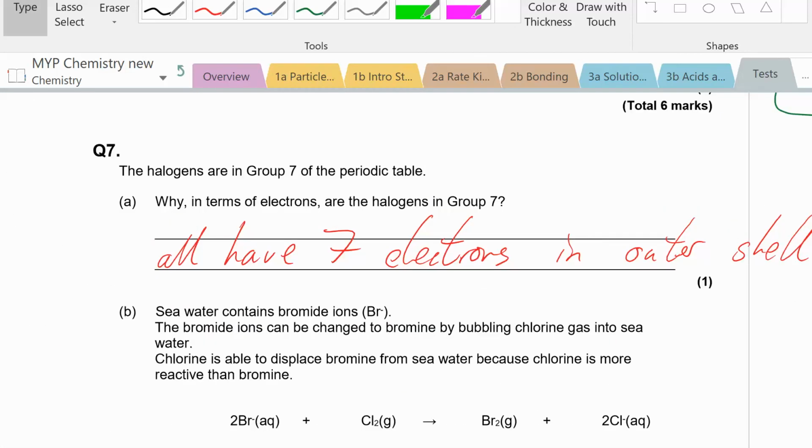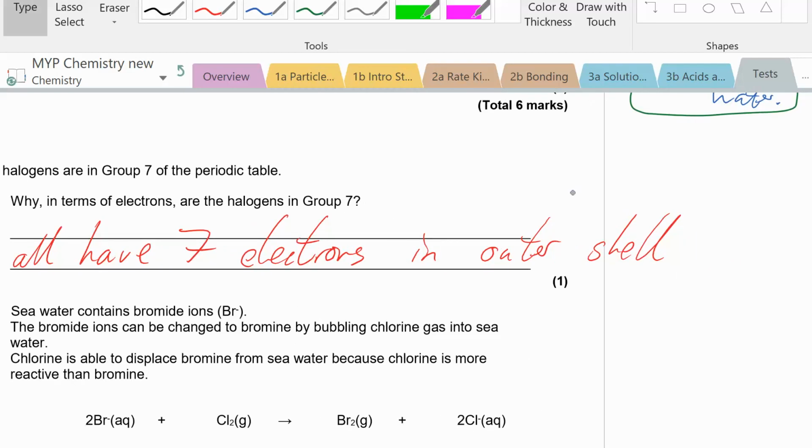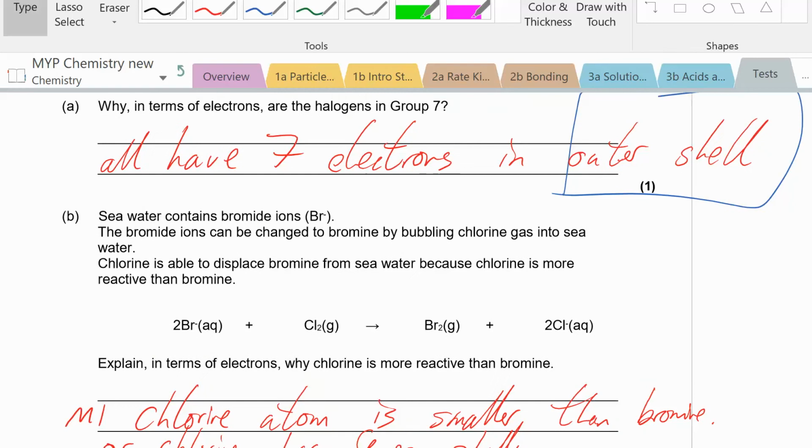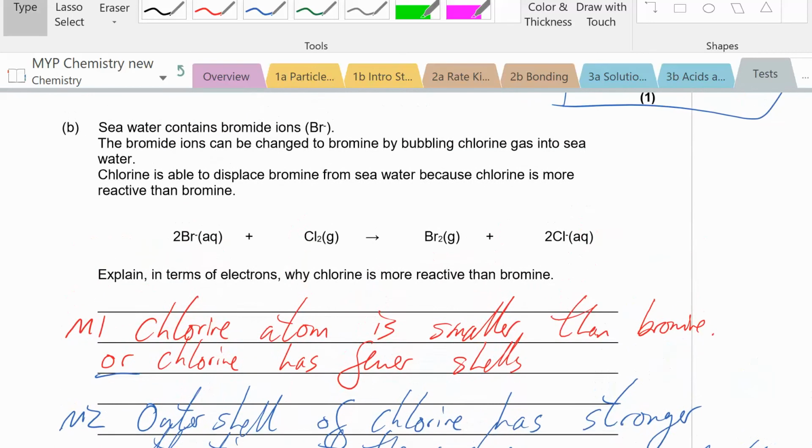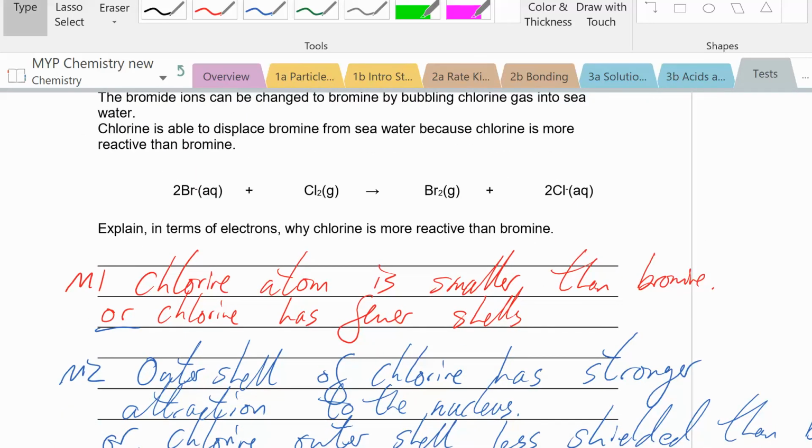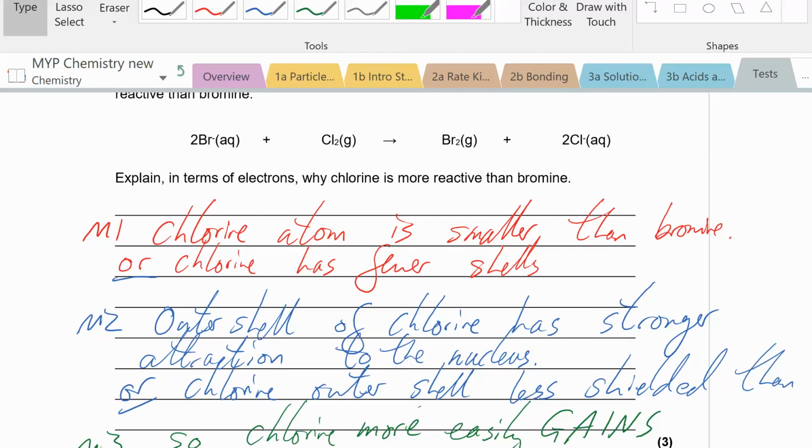Next question, why in terms of electrons are the halogens in group 7? They all have 7 electrons in their outer shell. Outer shell again being important. Moving on, explain in terms of electrons why chlorine is more reactive than bromine.